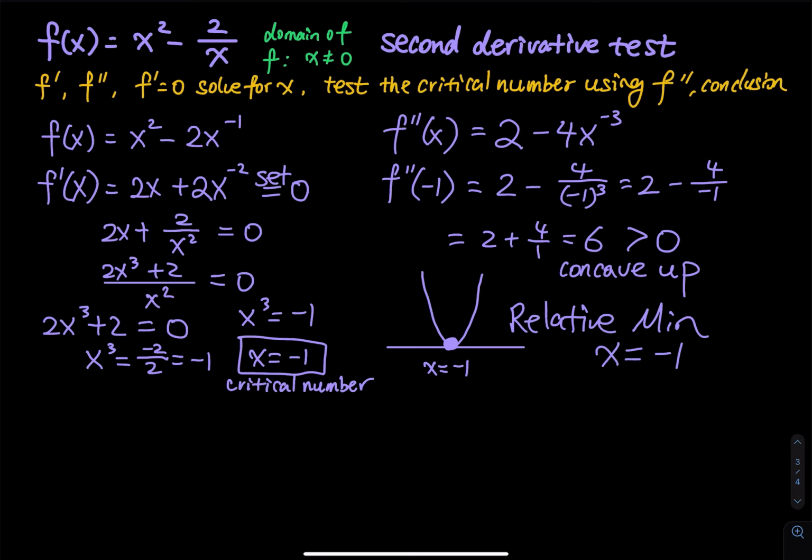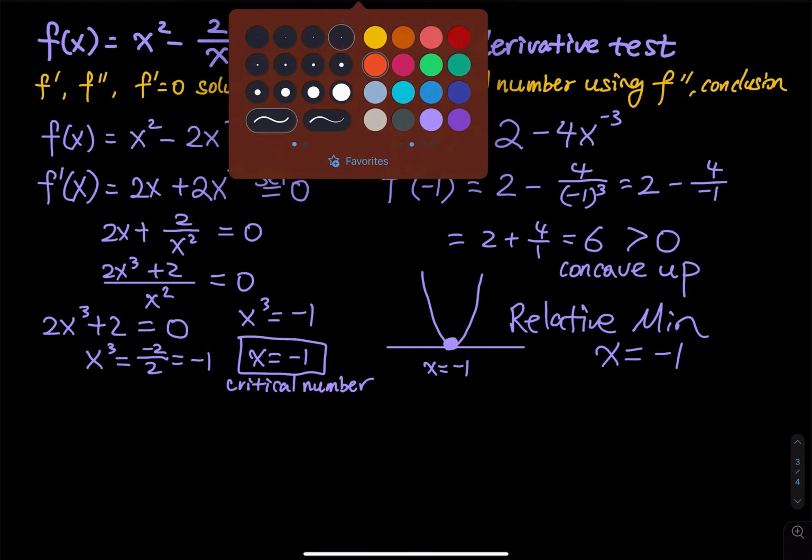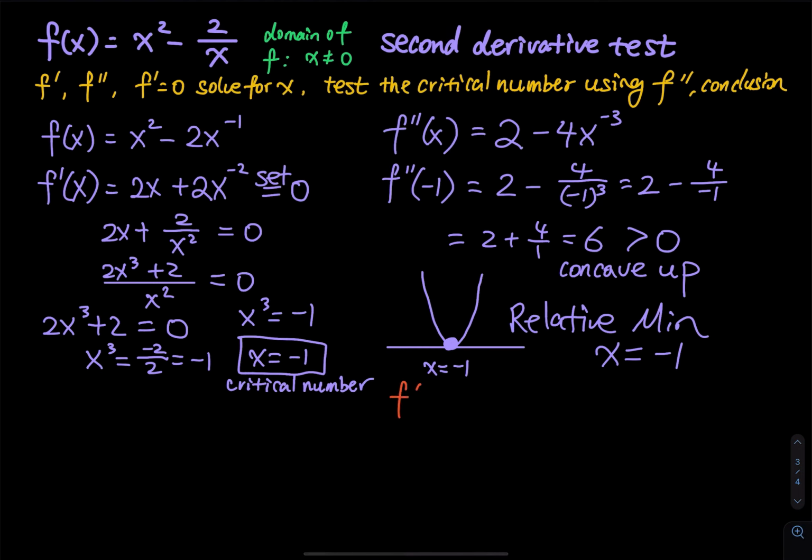So what is the exact location? The exact location is f of negative 1. We plug it into the original function. Actually, let me just use a different color so you don't mix this up with the parabola, with the derivatives. So f of negative 1 is equal to negative 1 squared minus 2 divided by negative 1. So we have 1 plus 2 divided by 1, that is equal to 3. So that tells me negative 1 comma 3 is a minimum.